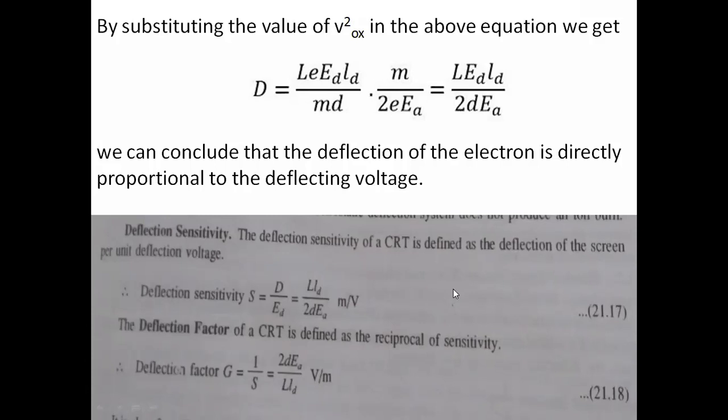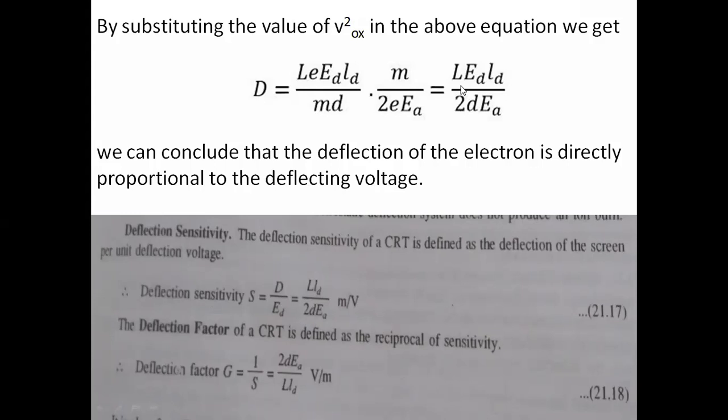On the screen we get the deflection in centimeters, and we can convert the centimeters into meters. Considering SI units, it is meters per volt, with deflection in terms of meters. So deflection sensitivity S equals D by Ed.